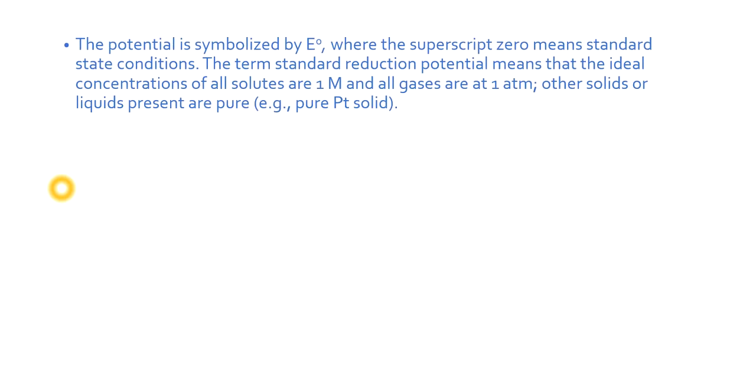the standard potential, symbolized by E with superscript 0. It represents the standard state condition. It means 1 molar concentration, if we are talking about hydrogen, then HCl is 1 molar, and for a gas, if it's hydrogen, 1 atmosphere pressure, and solids and liquids present in pure form. For example, platinum solid should exist in pure form. Then it's called the standard condition for that electrode.